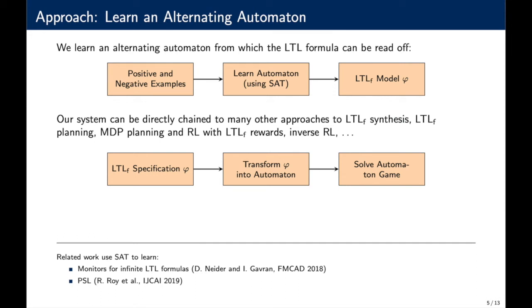Our approach works as follows. We start with a set of positive and negative examples. From those, we learn an automaton that accepts all the positive examples and rejects all the negative examples. From this automaton, we will be able to automatically extract an LTLF formula that will be the model that we want to learn. Our system has a number of applications because the learned LTLF model can be used as a specification for LTLF synthesis, LTLF planning, as a reward function for MDP planning and reinforcement learning, for inverse RL, and other applications.